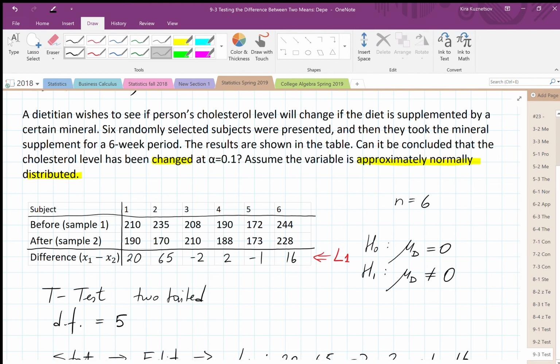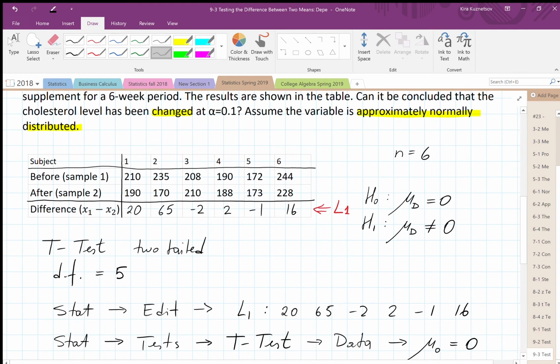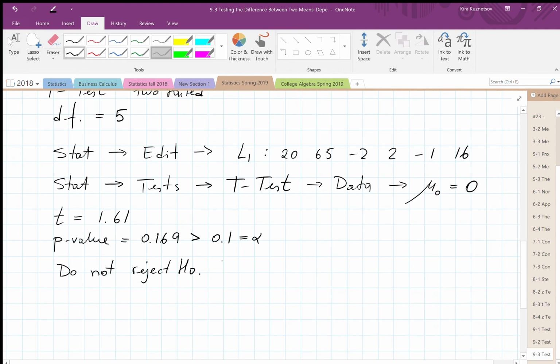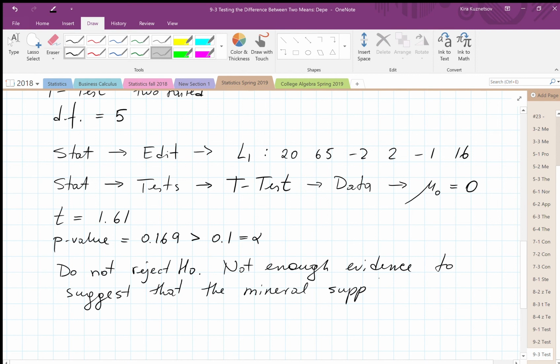Can it be concluded that the cholesterol level has been changed in using the supplement? Not enough evidence to suggest that the mineral supplement has a change on cholesterol level.